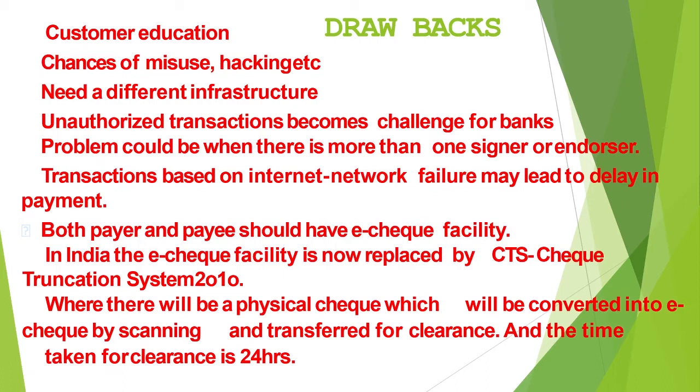Earlier, as I explained, there was physical collection of the checks from the bank, segregation, and sending them to CTS. Now the third party who collected the checks has been replaced with electronic scanning of the checks. If I deposit the check in the bank, they will scan the check and share the image with the CTS, the electronic check truncation system. With that digital photocopy, they transfer money from one account to the other. A physical check is converted into an e-check by scanning and transferred for clearance, and the time taken for clearance is 24 hours.